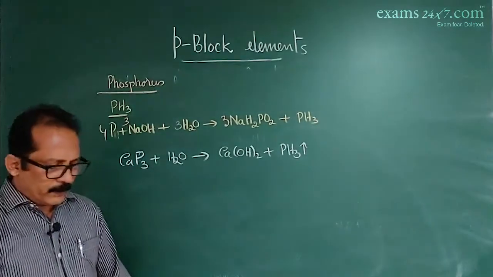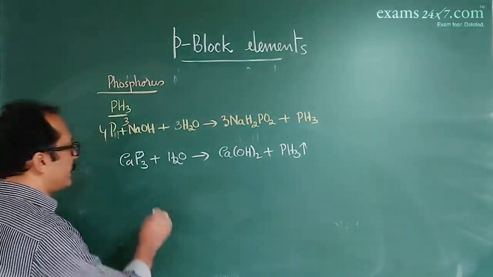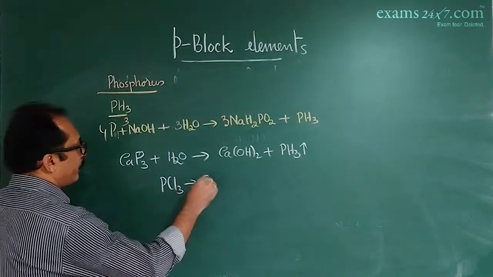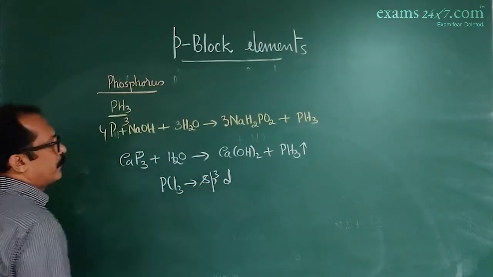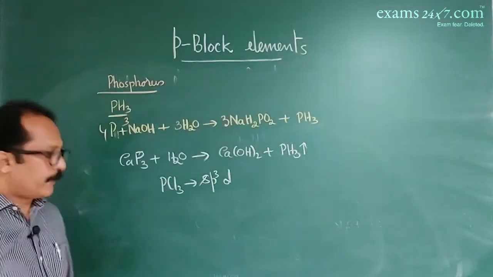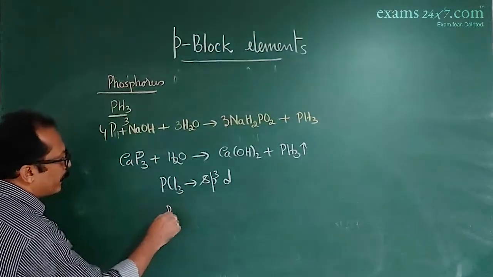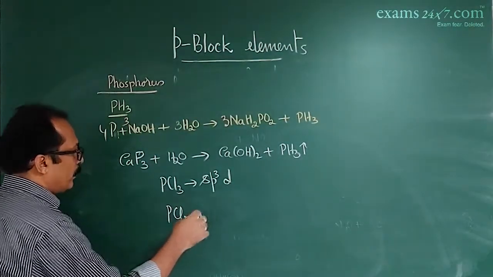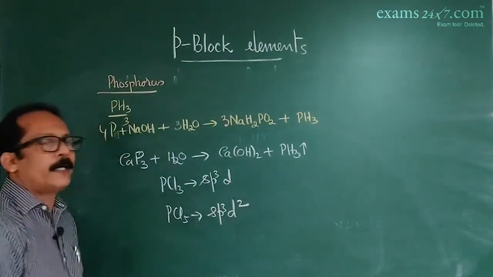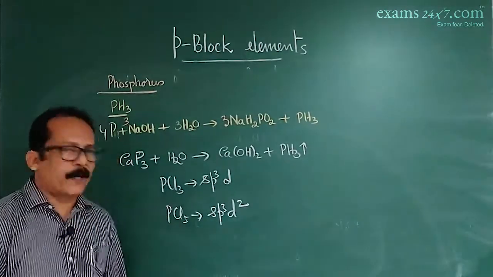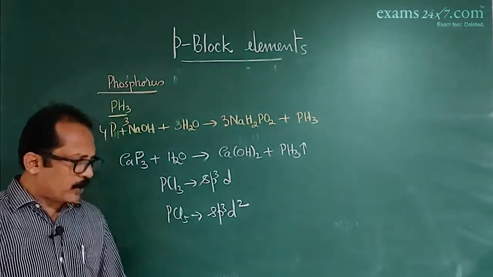Now, about PCl3. PCl3 is an example of sp3 hybridization. What is the shape of PCl3? Pyramidal. Now, when PCl3 is subjected to hydrolysis, that gives H3PO3. Now, PCl5, a compound of phosphorus. PCl5 exhibits sp3d hybridization. Now, what about the geometry of PCl5? Trigonal bipyramidal. So these are the compounds of phosphorus.